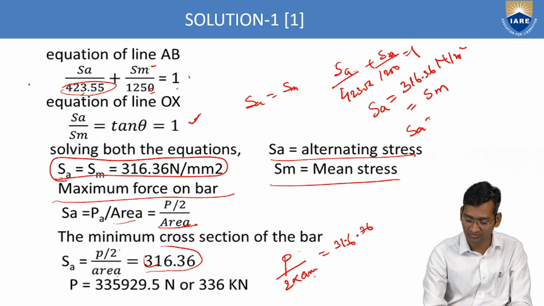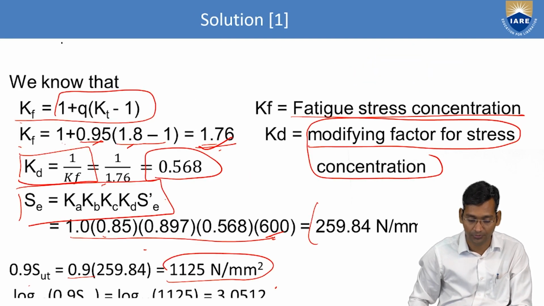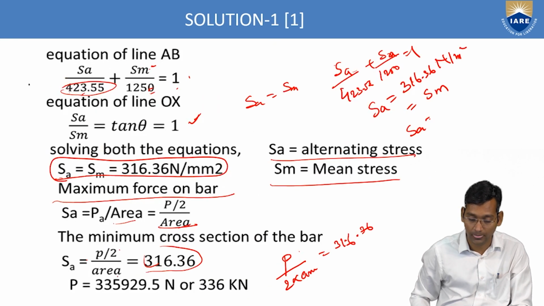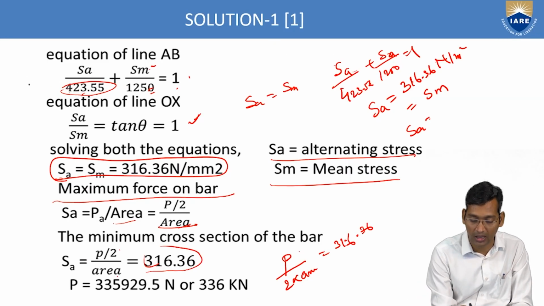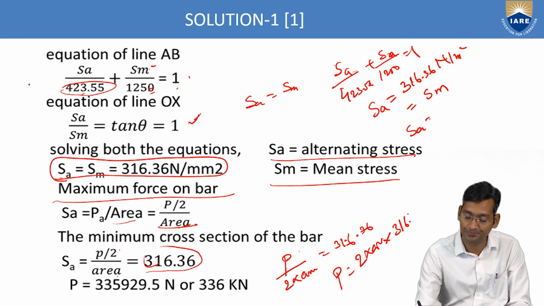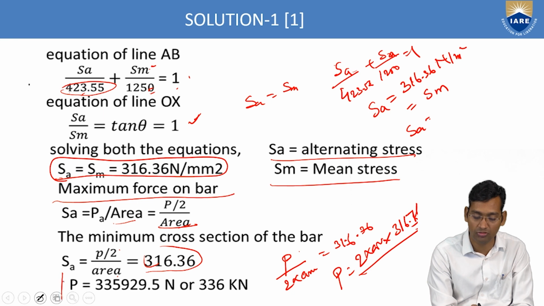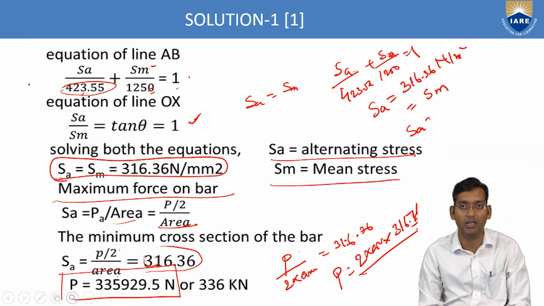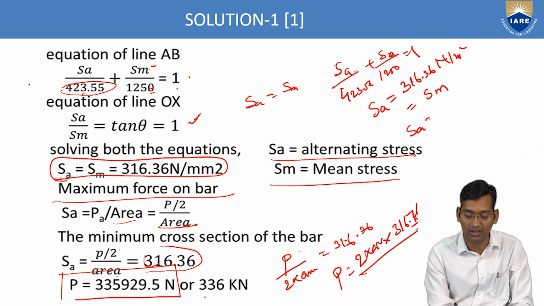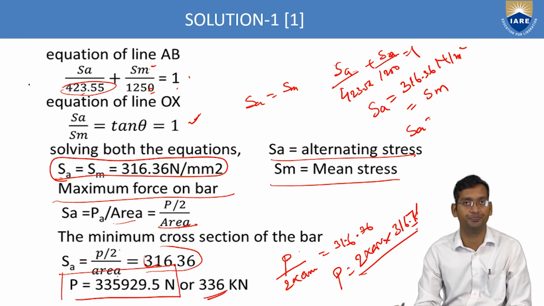316.36. Now area, let's see here, how much area will be there? That is from here. Okay. So just put that value, you will multiply. So P will be equal to 2 into area into 316.36. After multiplying this, you will get P equals 335,929.5 Newton, or you can say approximately 336 kilo Newton.